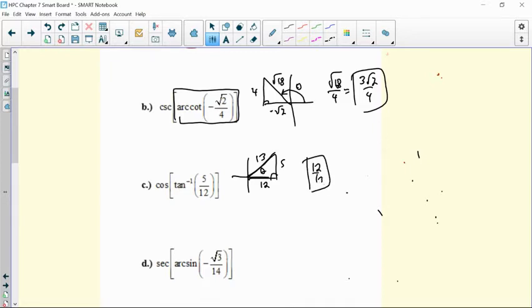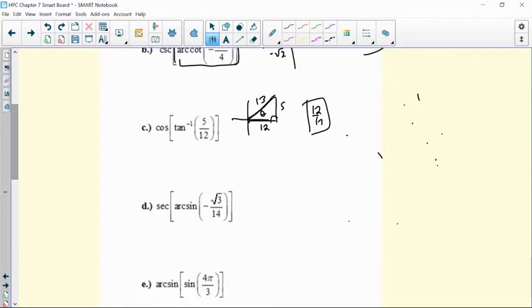So it's just good practice, I think, a little bit, because it just reviews where do you draw arc sine when it's negative? So for arc sine being negative, remember, it's down in quadrant 4. It's a negative angle. But we don't need to necessarily know that. We just have to make sure we draw our triangle correctly. So negative root 3 over a hypotenuse of 14.